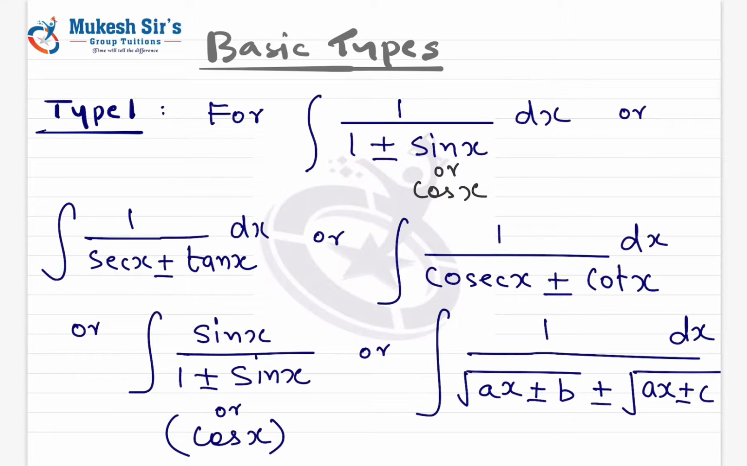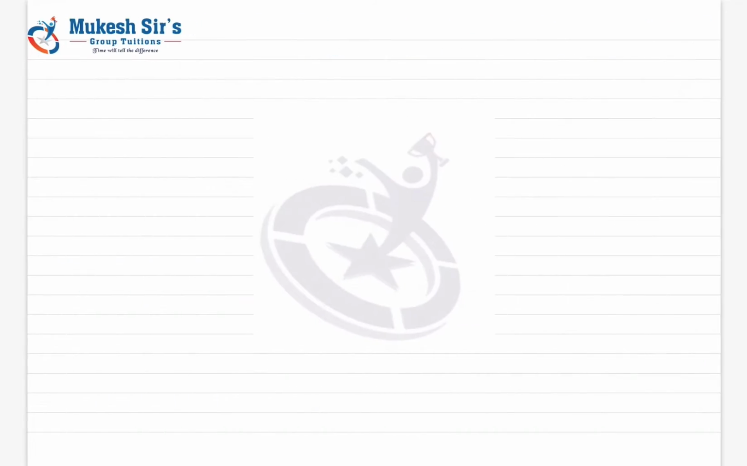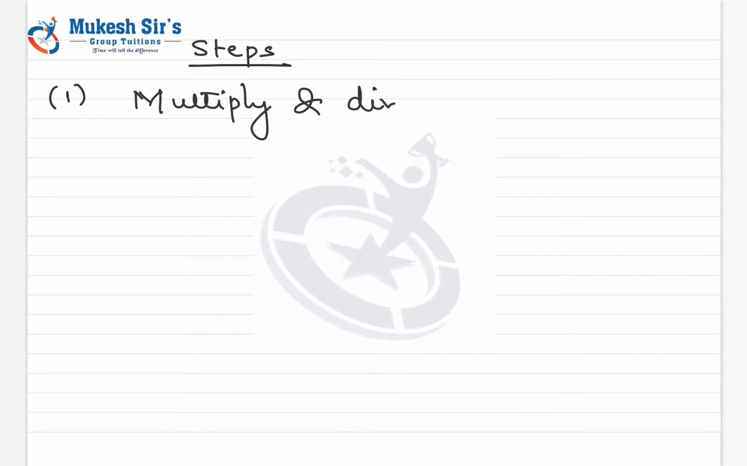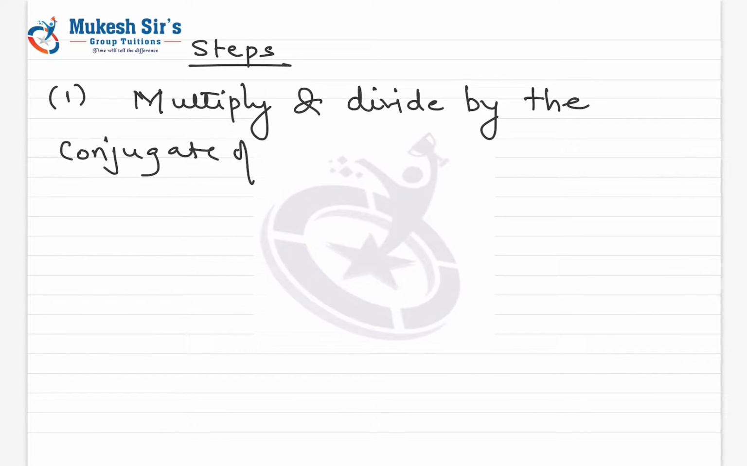Now for all these types of sums, you have to check the denominators. You have to multiply and divide by the conjugate of the denominators, and then you have to integrate. Okay, so I'll write the steps for this. For these kind of questions, the method is you have to multiply and divide by the conjugate of the denominator.